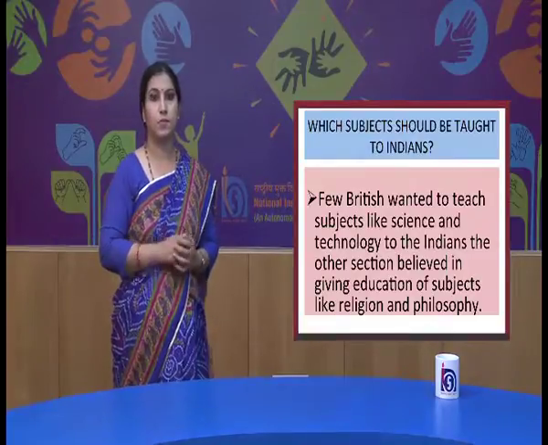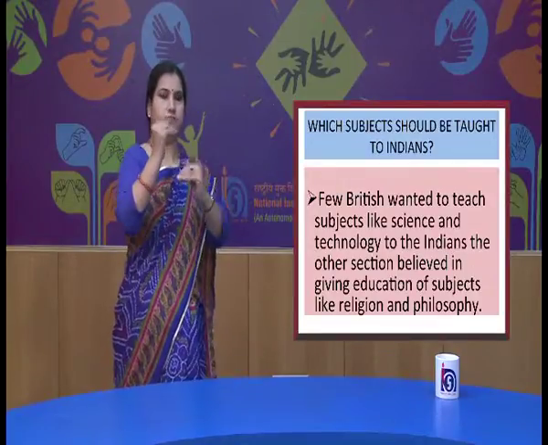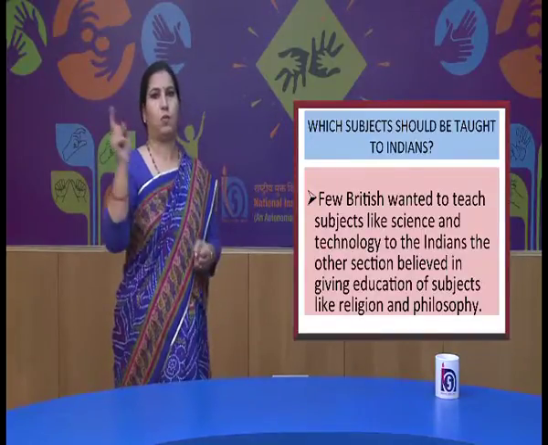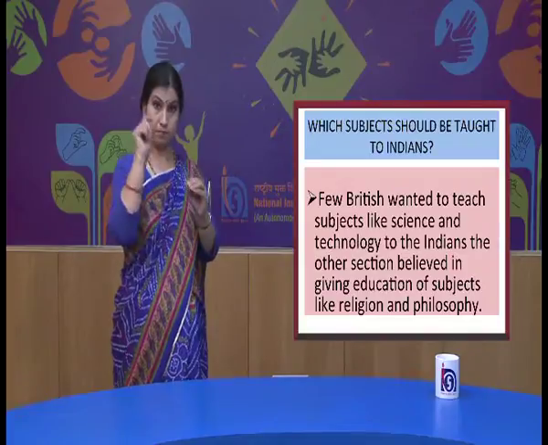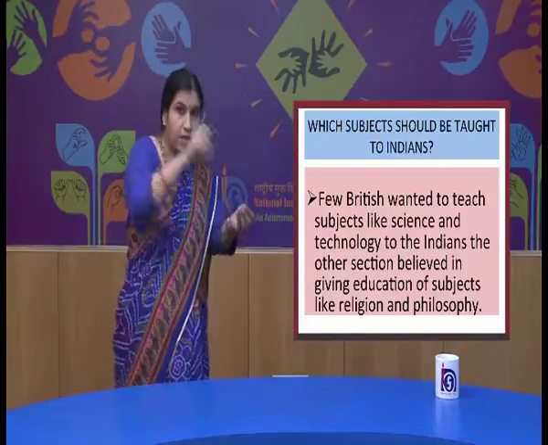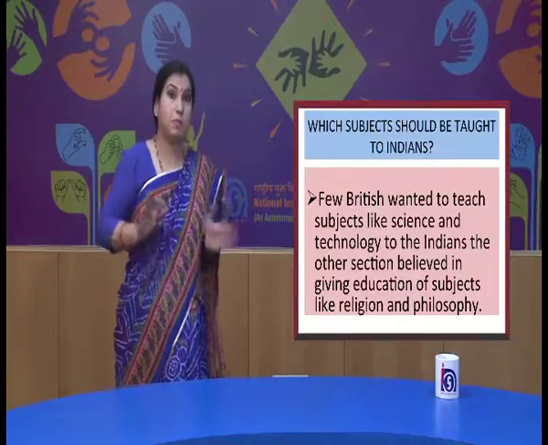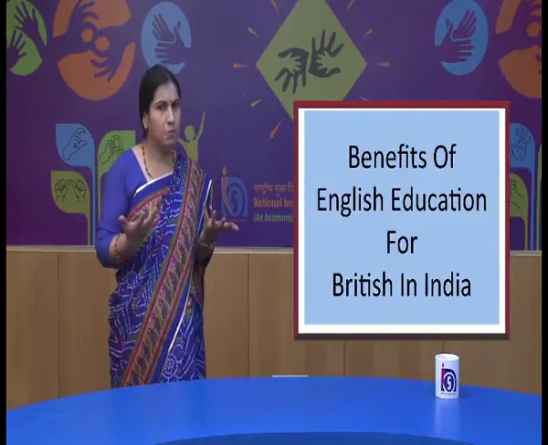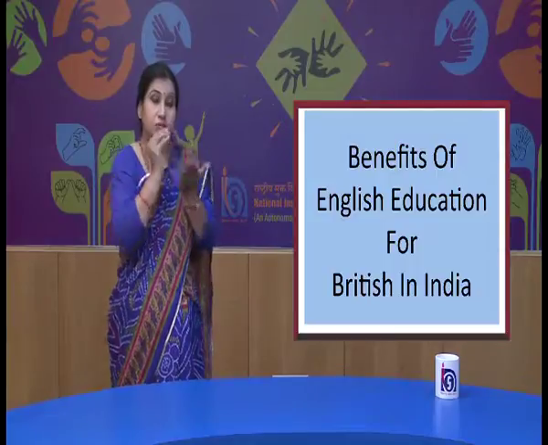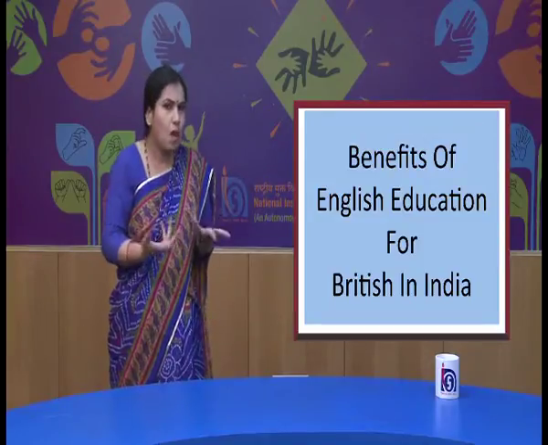The British government did not want to modernize India fully as they wanted to continue their rule over India. In fact, the British were afraid that if modern science and technology is taught to Indians, they might oppose the foreign rule in their country. However, the British were very interested in introducing English education in India. Let us know why.